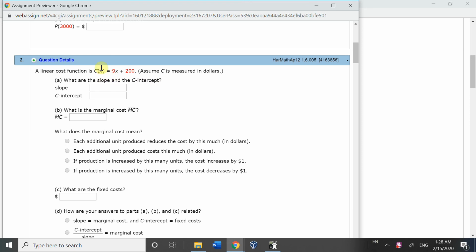There is no product produced yet. X equals 0, and what's the cost? So this 200 is the initial cost for x equals 0, also meaning fixed cost. So fixed cost, the c-intercept, or c of x equals 0, c of 0, all equal 200.